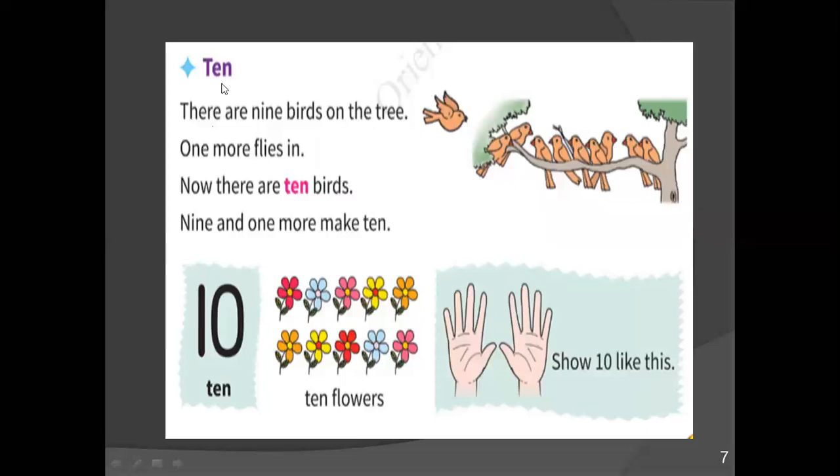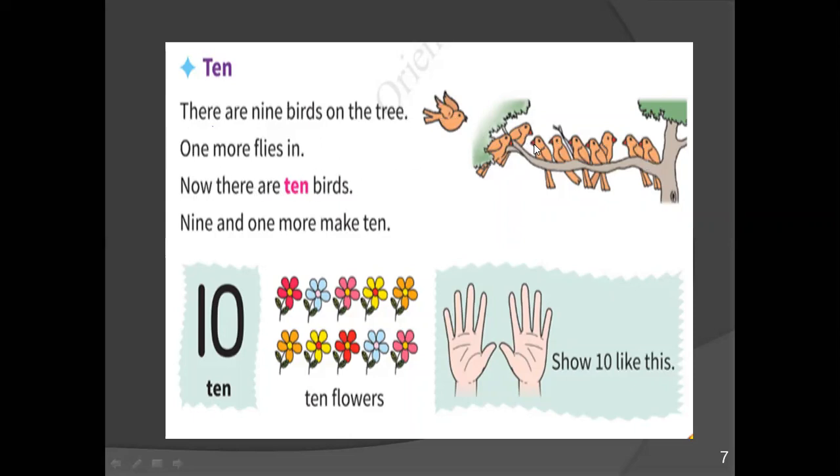Now we will see 10. T-E-N 10. See how many birds are here sitting on the tree? 1, 2, 3, 4, 5, 6, 7, 8, 9 birds. There are 9 birds on the tree. One more flies in. See, one is flying in. Now there are 10 birds.